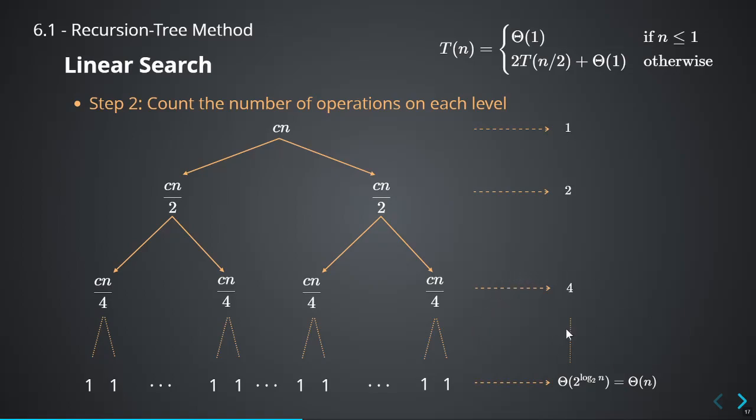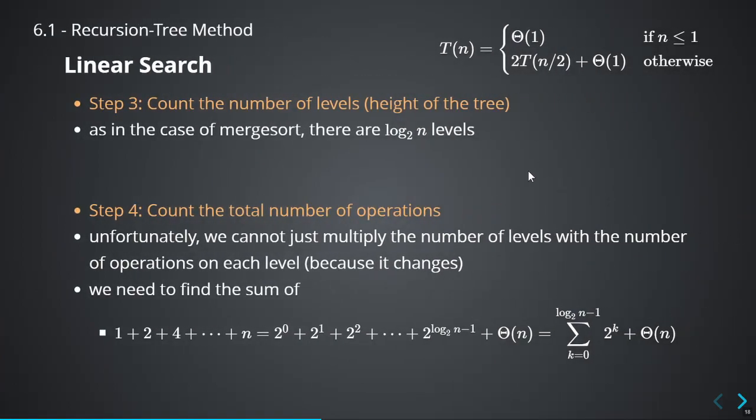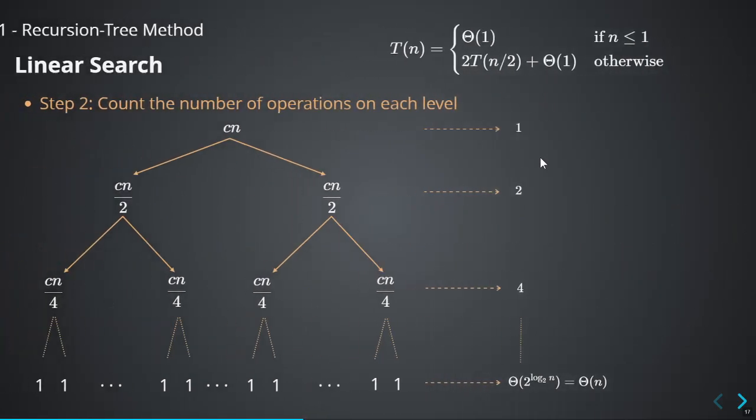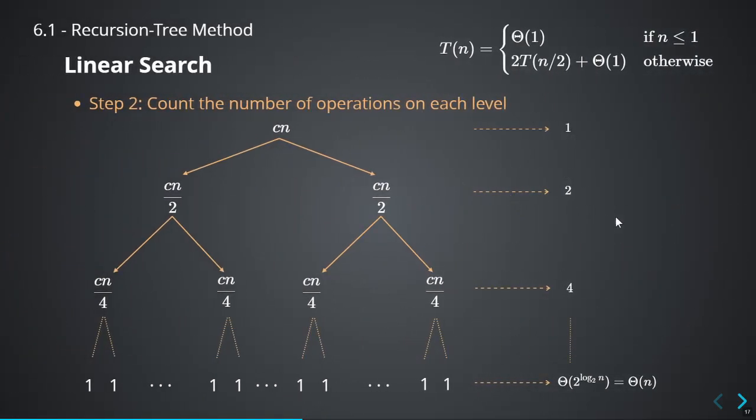So this is just like Mergesort again. But this time around, you don't have Cn on every level, you just have theta n on the last one. All the ones before should be less than n. So do we know the number of levels? Yeah, it's still log base 2 of n levels. And now we just need to count the total number of operations. Now, unlike Mergesort, you can't just multiply log n with the number of operations on each level, because the number of operations on each level changes, it actually increases as you go down.